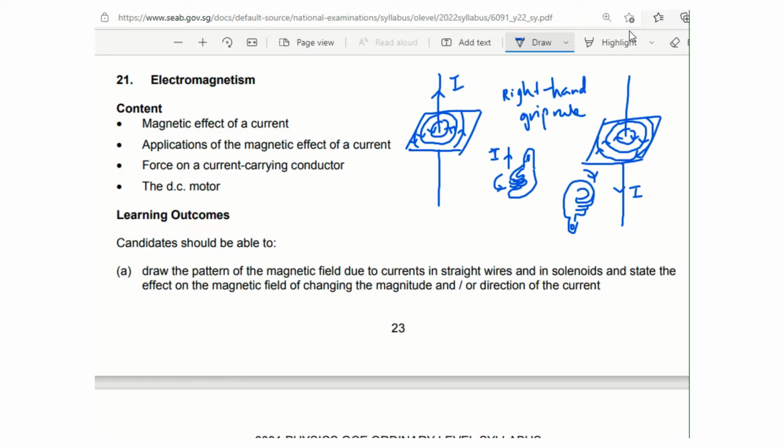Next, you need to be able to draw the magnetic field through a solenoid. Now let's assume I have a piece of paper and I have a solenoid.